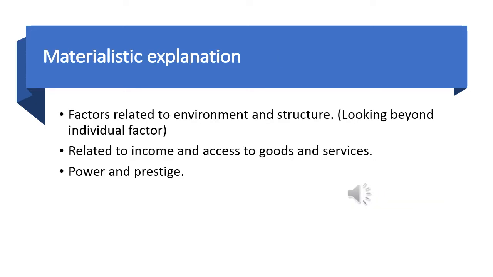Another concept produced by Bartley is the materialistic explanation. Basically, he proposed that factors related to the environment and the structure of a certain community or country are related to social gradient and health inequality. Anything associated with income, access to food, services, goods, power, and prestige contributes to social gradient and inequality across different social classes.